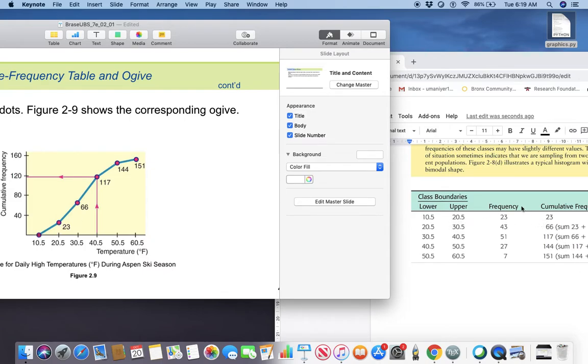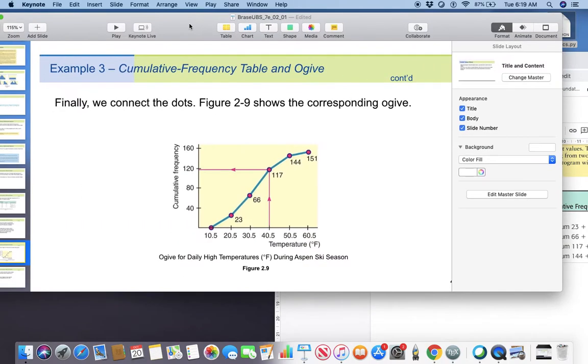Upper class boundary gets its cumulative frequency. So this upper class boundary gets this frequency, and so on. And then you join these dots using line segments. That's an ogive. All right.